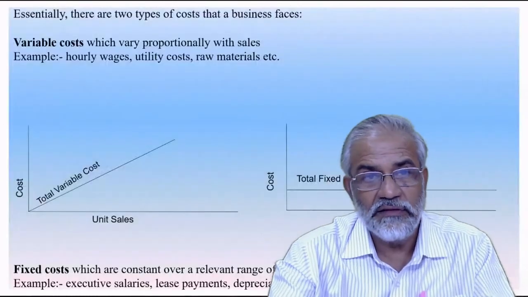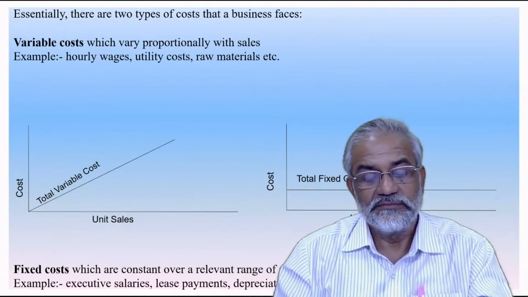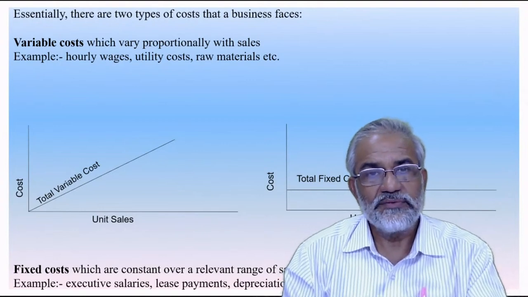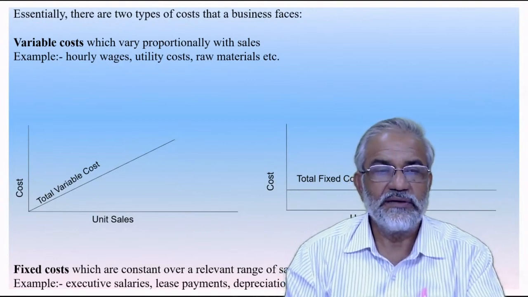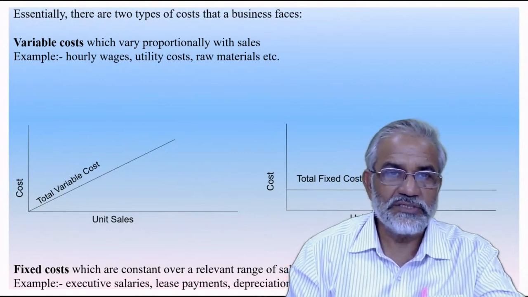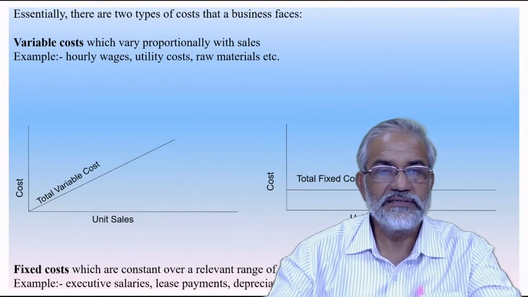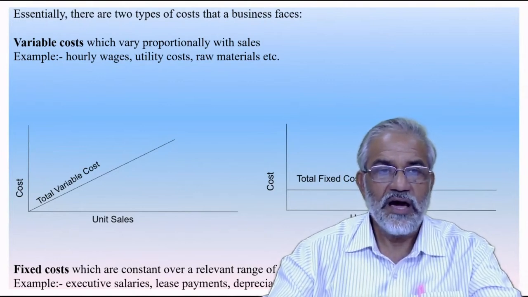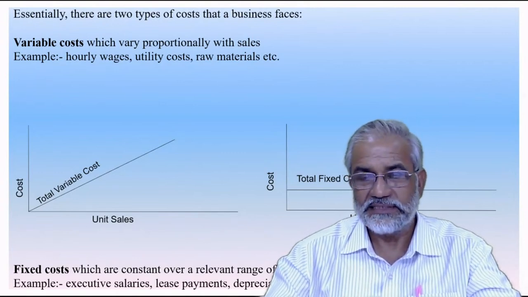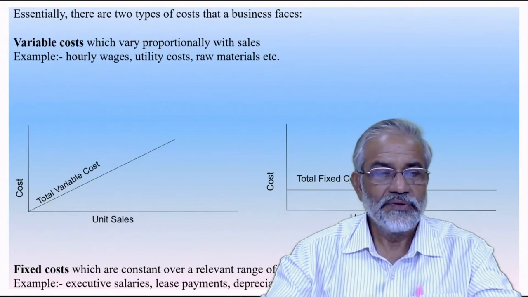The next is graphical presentation of the variable cost. Essentially, there are two types of cost. One is the variable cost and the second one is the fixed cost. The variable cost, which vary directly and proportionately with the volume of production or sales, and the examples are hourly wages, utility costs, raw materials, etc. And labor cost also, direct labor, etc.